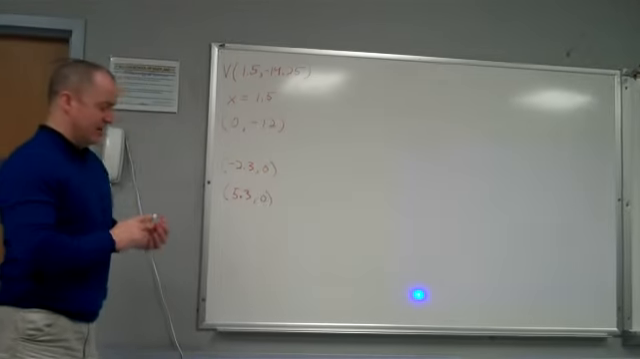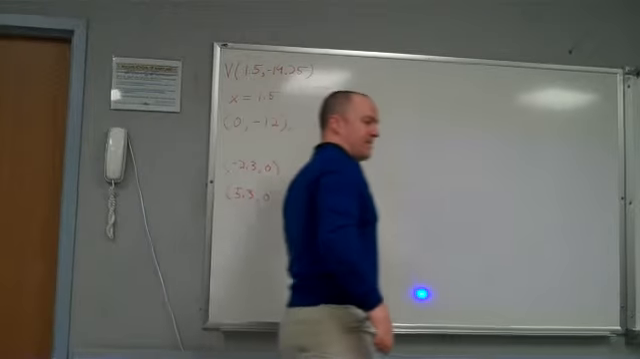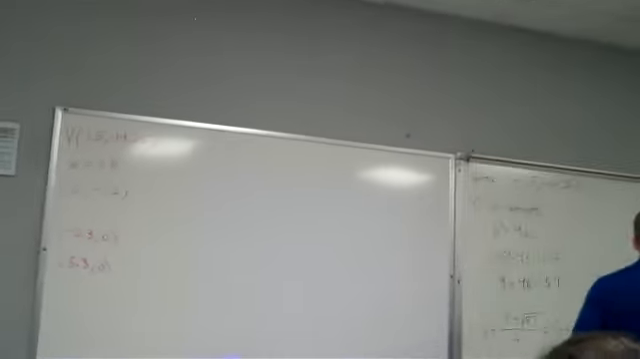Okay. Do I need to label these as y and x-intercepts? No. You guys should know that because if one of the coordinates is 0, it's on the x or y axis.